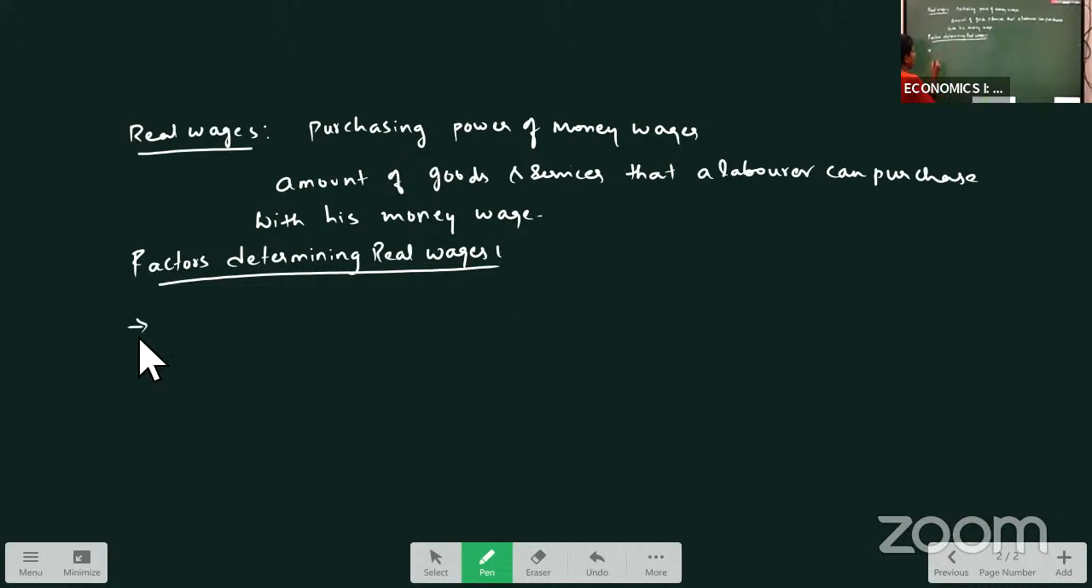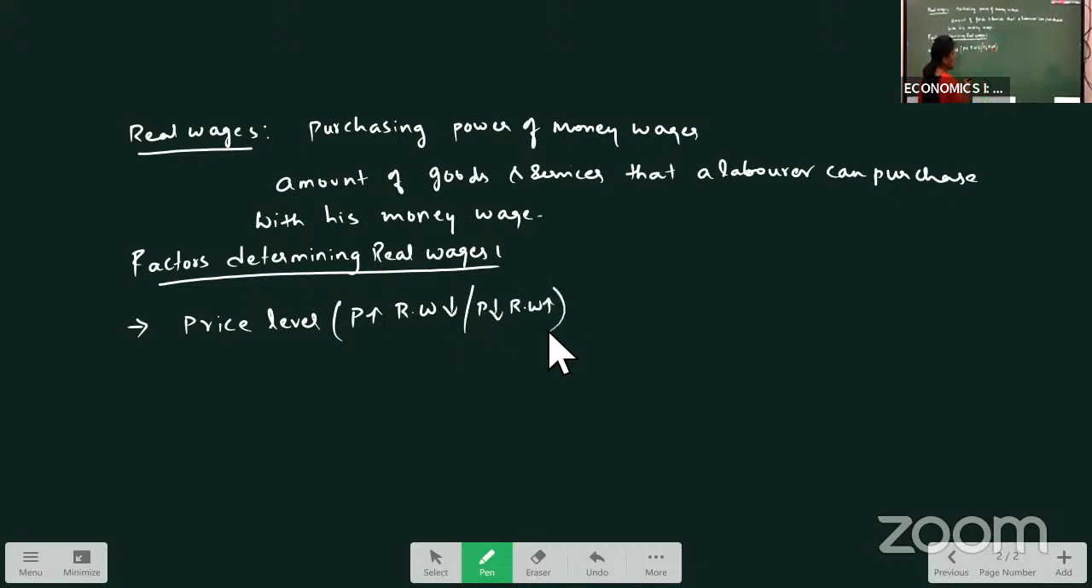So the first factor which is determining our purchasing power is price level. Price level means what? If the price level is high, real wage will be low. Simple concept, you remember: if prices are high, real wages are low. And if prices are low, real wages are high.